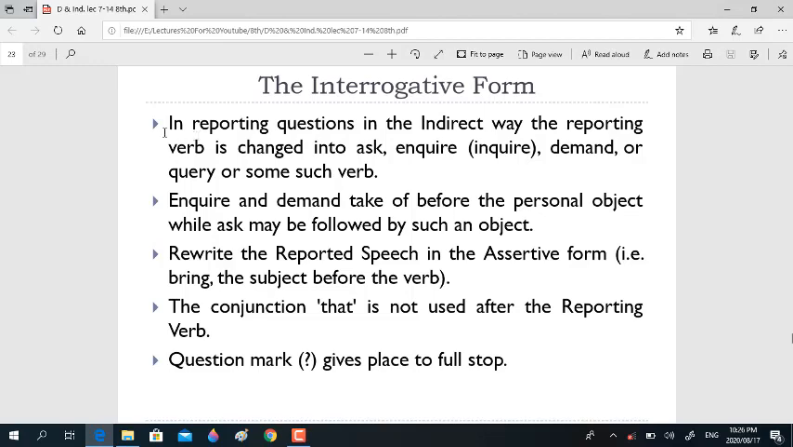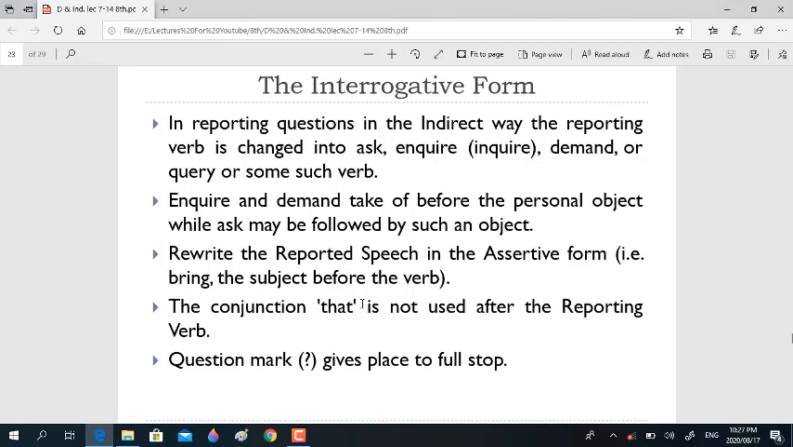Second, rewrite the reported speech in the assertive form. Bring the subject before the verb. As in indirect speech, we are actually doing this with all kinds of sentences. We are basically bringing all kinds of sentences into assertive. So you have to change the places of subject and auxiliary verb, right? So you have to bring the subject before the verb, so as to make it assertive.